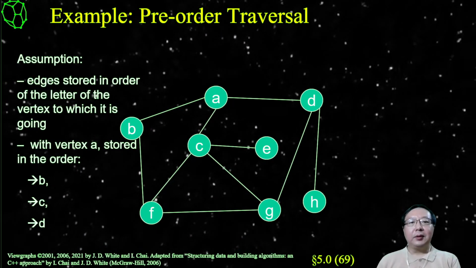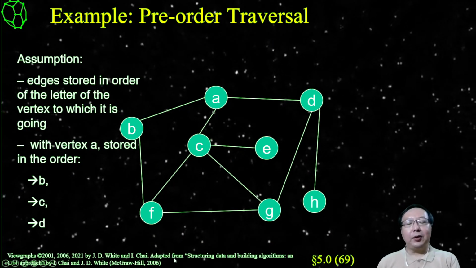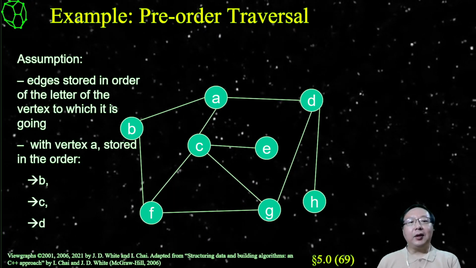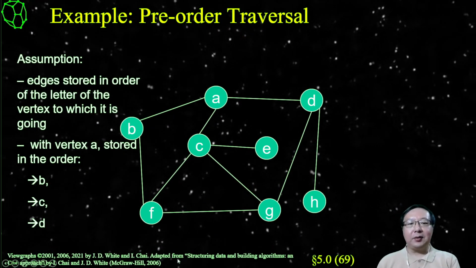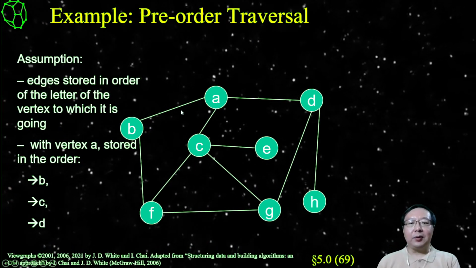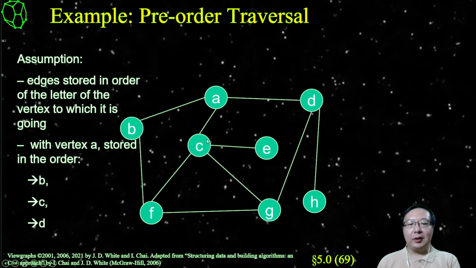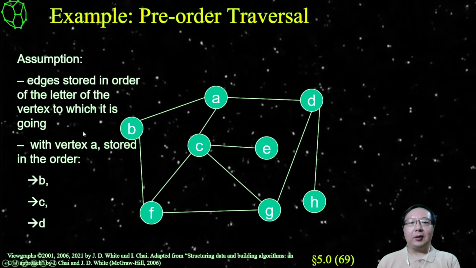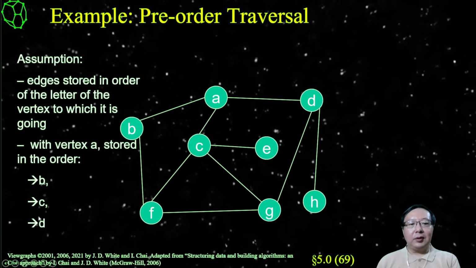So, example, we've got this graph. How do we do a pre-order traversal? Okay, we're going to assume that the edges are stored in the order of the vertices to which they're going, so that we have a specific order here. Okay, so if you're starting from A, then it's going to go to B before it goes to C and before it goes to D. Okay, so this is B, C, D.